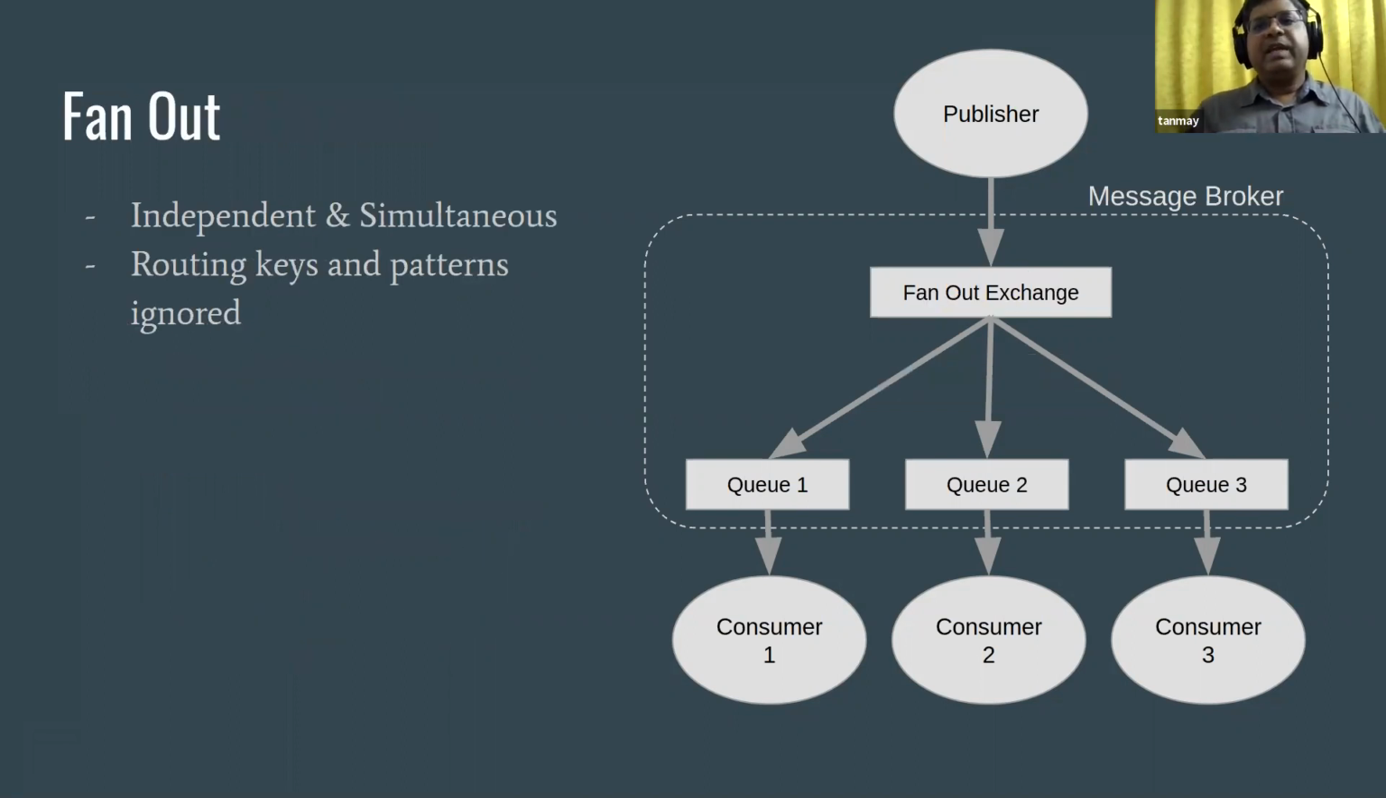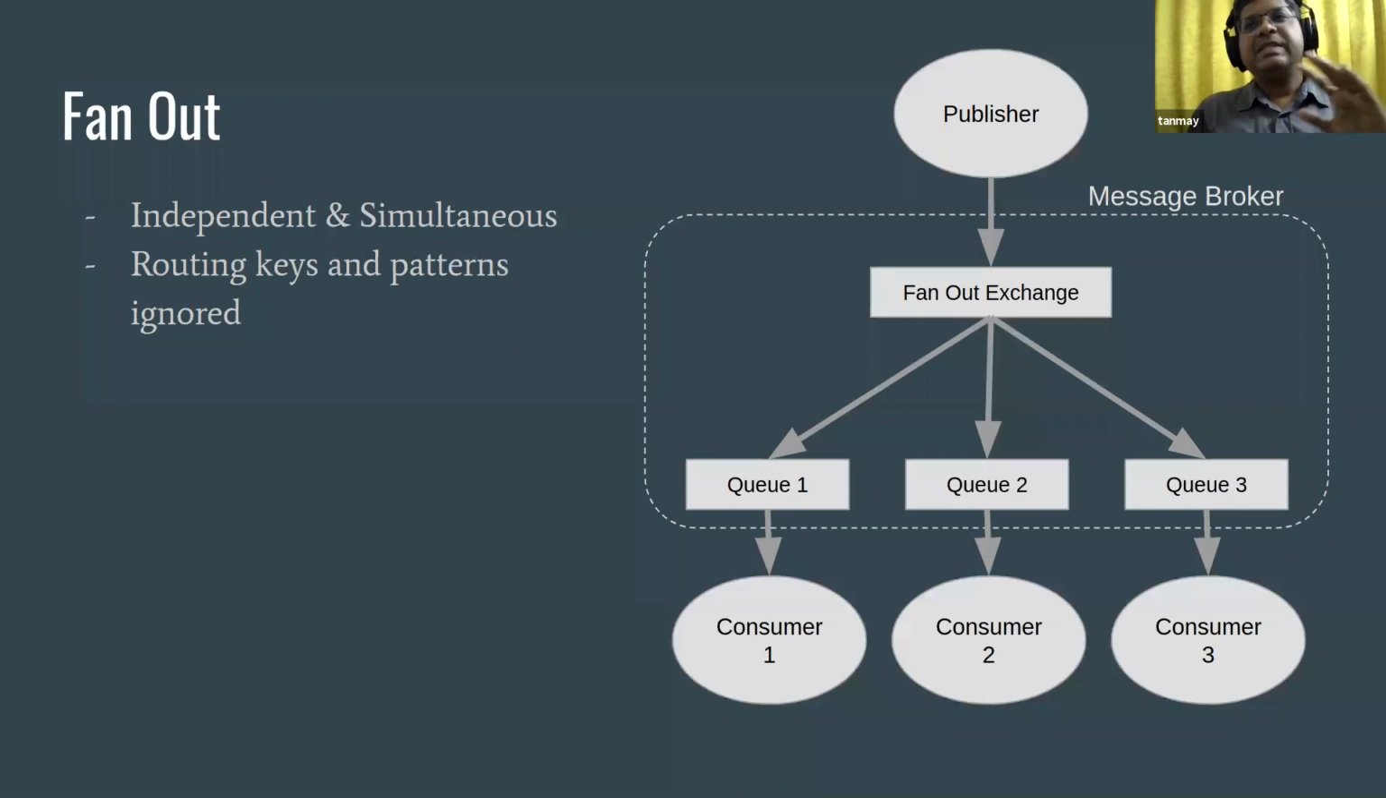The next pattern we can get is the fan out pattern, which is the same thing, except that there are no rules that are applied. So all the messages that a publisher publishes to a fan out exchange are pushed out to all the queues that are attached to it. Even if a routing key is specified, it will be ignored if it is a fan out exchange. Very simple.